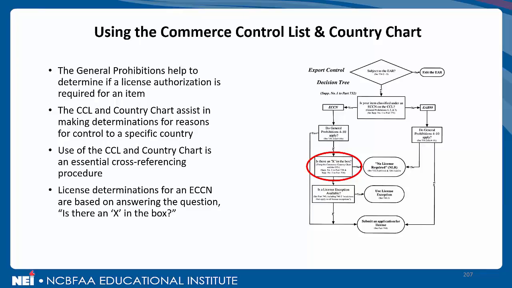This use of the CCL and country chart is an ultra essential cross-referencing procedure. We can make a determination on an ECCN, but we still have to match it up with the country or countries that we wish to export to. Without doing that, the exercise is really a waste of time. We haven't finished anything. So this whole license determination for an ECCN, our last bullet point here, is based on answering the question, is there an X in the box? We saw this briefly when we provided a definition of the country chart, but this whole element of the X in the box is a very, very critical aspect of the entire conversation.